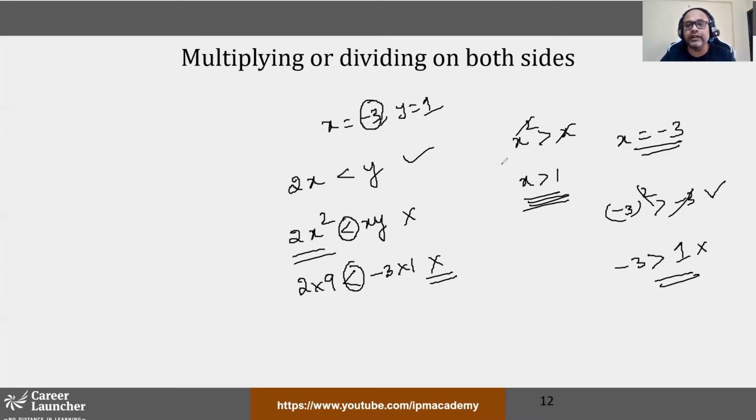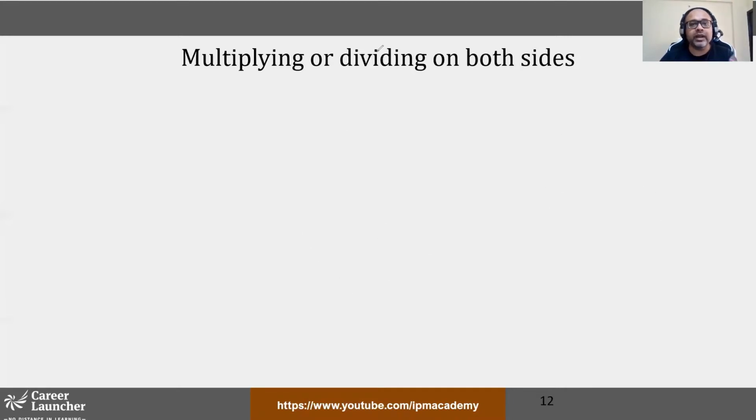We will see how to solve these kinds of questions a bit later. So that's about multiplying or dividing. This is the point to keep in mind. You can't blindly multiply or divide without knowing the sign of the variable.